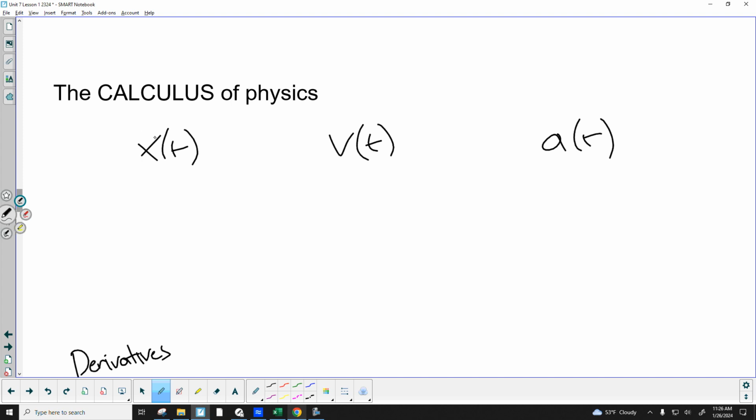If the slope of position is velocity, I can write that here: x prime equals v. And if the slope of velocity is acceleration, what is the relationship between acceleration and position? The second derivative of position will equal the first derivative of velocity, which will equal acceleration.